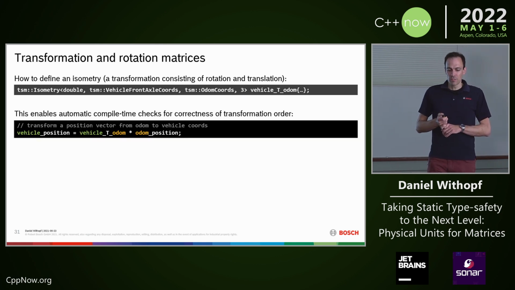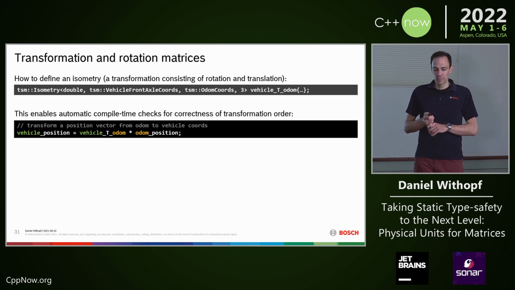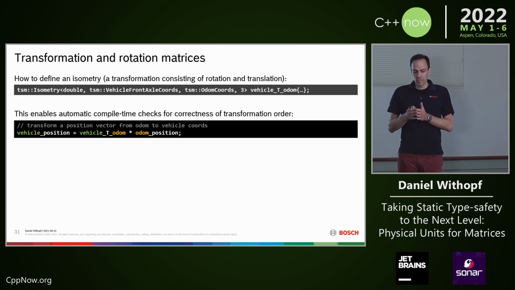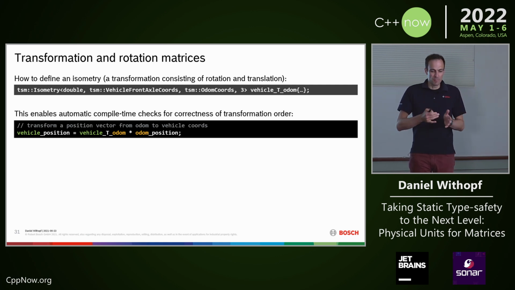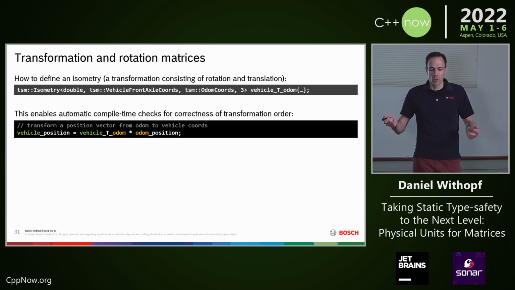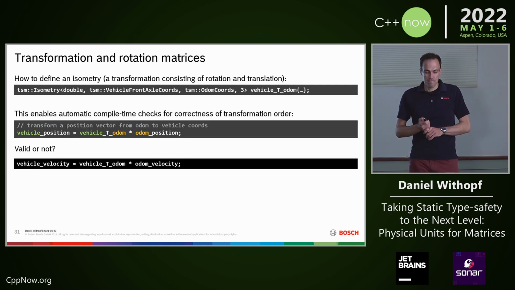This then enables automatic compile time checks for the correctness of our transformation order. So we can apply that transform from ODOM to vehicle frame to a position vector in ODOM frame, and we get a position vector in vehicle frame on the left-hand side. All of this is checked by the library inside the type system. So if any of the types would be different, this would not work, and you get a static assertion.